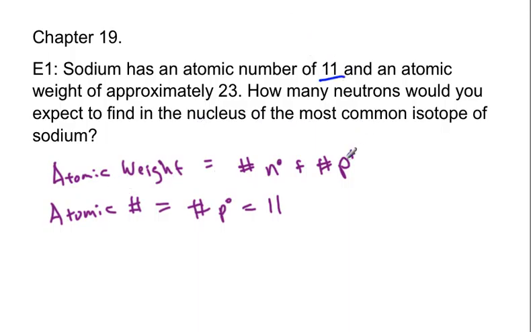Right? The atomic weight is 23. So hopefully you're seeing that, we can make an equation now. 23, the atomic weight, is equal to the number of neutrons plus the number of protons. I said the number of protons is 11. So hey, we can just simply subtract and we can get the number of neutrons. So yeah, I'll leave that at that.